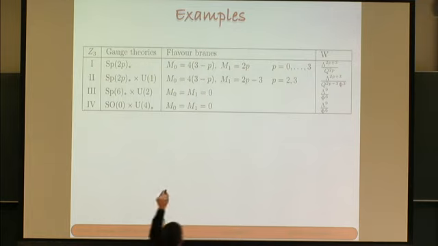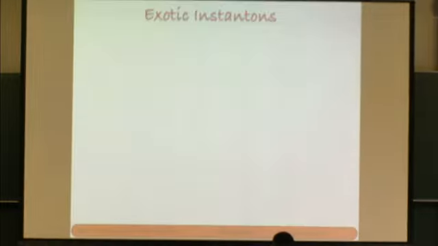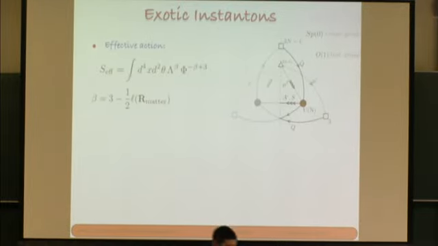Here I just list, just to give you a taste of what you can do, various gauge theories with instanton. The star means where the instanton sits. I should say that instantons give a contribution of this type only if you have a single instanton. Otherwise, you have too many zero modes, and you will always get zero. Okay, I go to exotic instantons.